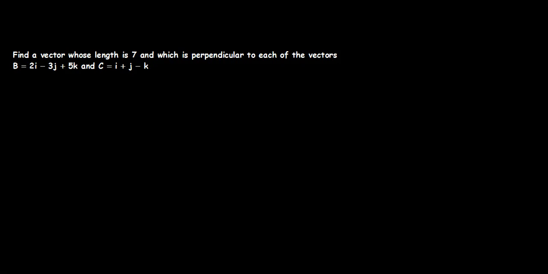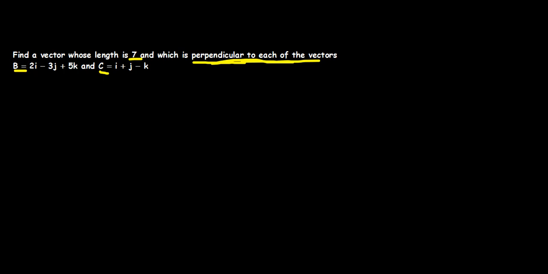All right, so let's look at this question. They are saying a vector whose length is 7 and which is perpendicular to each of the vectors b and c. Okay, so we are finding a vector whose length should be 7 and that vector should be perpendicular to the two given vectors. So how did we say we should find this? Whenever you see a vector perpendicular to two vectors, just know that they're asking you to find the what? The cross product. So we're just finding the cross product of b and c.